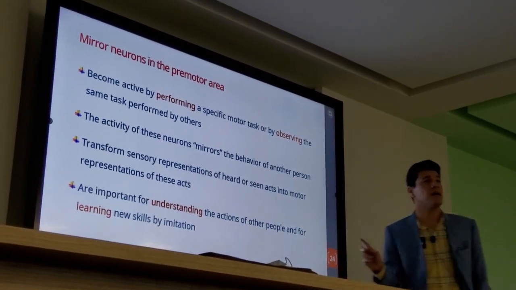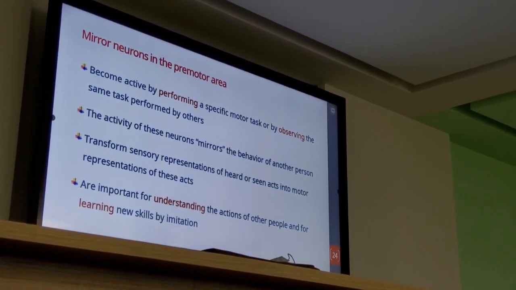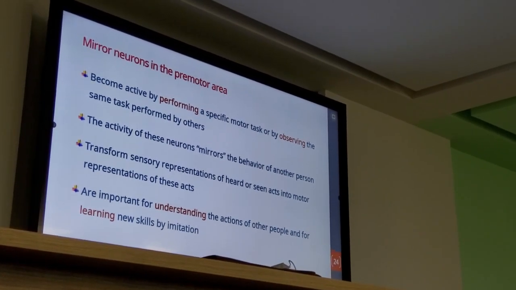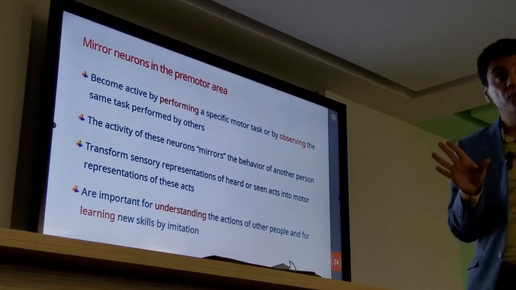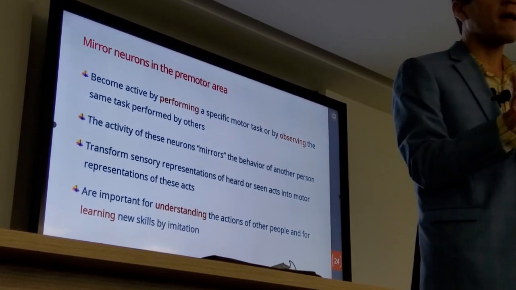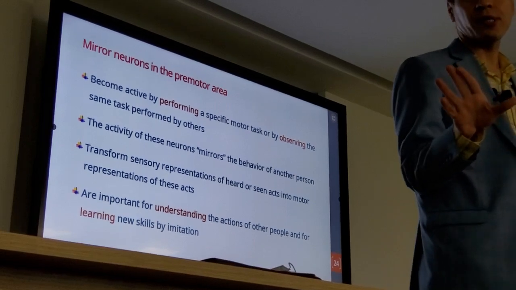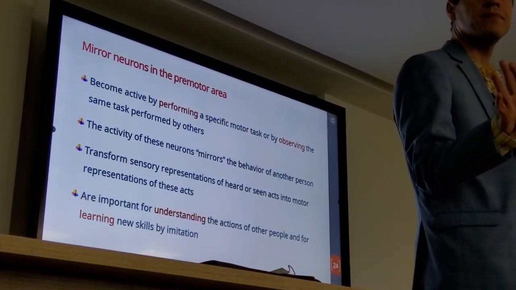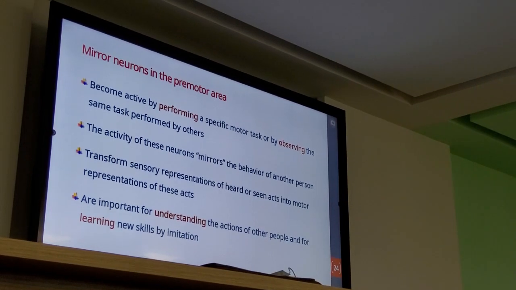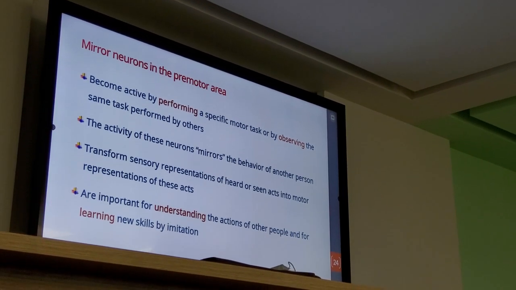So another thing about the premotor cortex is that there are some neurons here that are very special. Okay? We call them mirror neurons. You know mirror? Yeah? You stay in front of a mirror and you can see yourself, right?